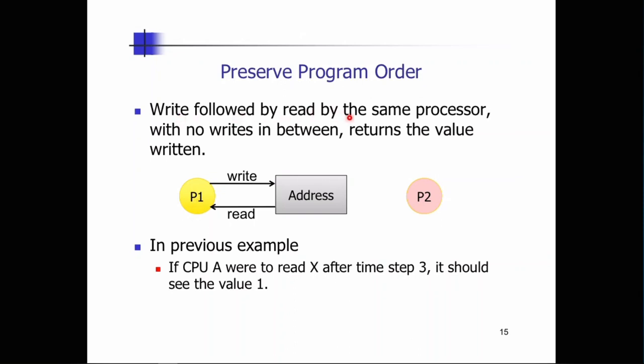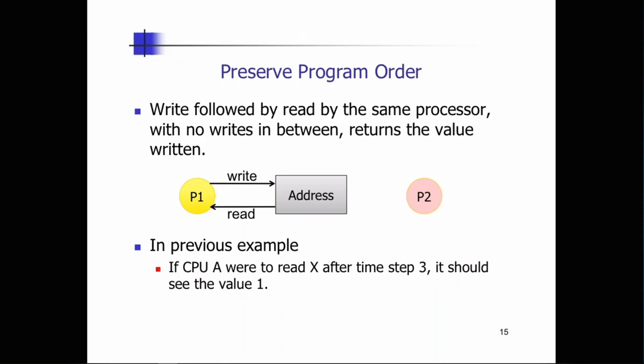So a write followed by a read by the same processor, assuming that there are no other writes in between by other processors, returns the value written. So whatever we write, we read the same value. That is preserving the program order.